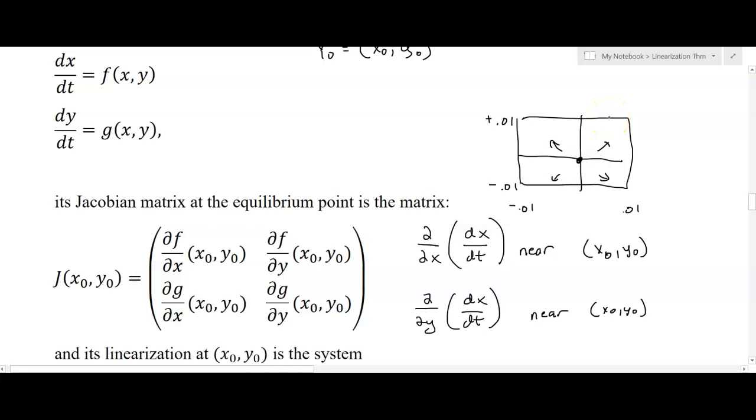And that's it for the linearization theorem. Next time we'll look at nullcline analysis. And what nullcline analysis will allow us to do is to look at the whole nonlinear phase plane and be able to explain what's going on.